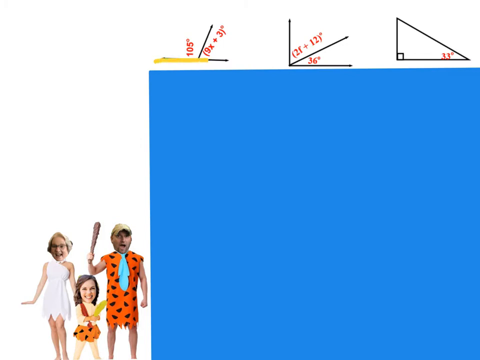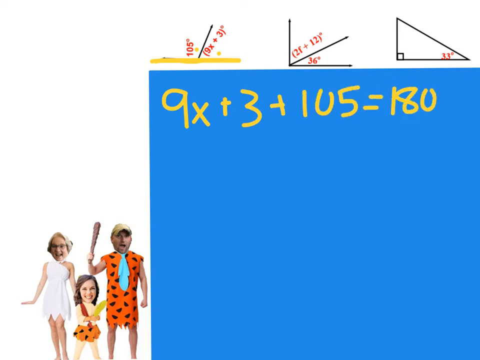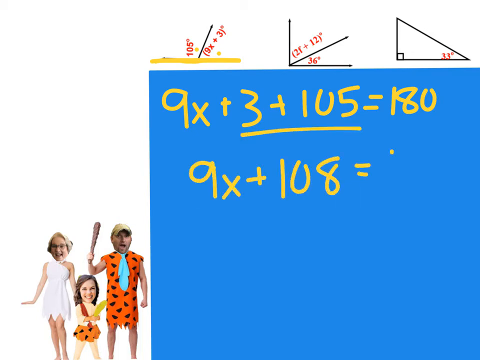What I notice here is this is a straight angle, and I have two adjacent angles, this angle and this angle, that add up to that. So those two are what we call supplementary. So I could tell you that 9x plus 3 plus 105 has to equal 180. And all of a sudden we're in an algebraic equation. So let me combine my like terms. I'm at 9x plus 108 equals 180.